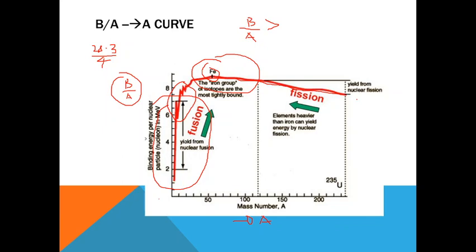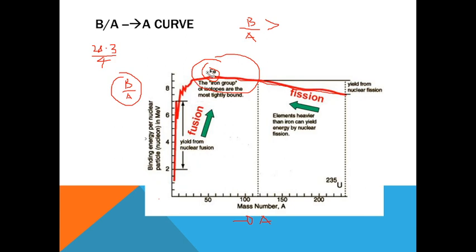For heavy atoms, the value of B by A is decreasing. Now, these are also some of the information. We will try to answer: why the B by A value should be less for lighter atoms, why the B by A should be more for mid atoms, and why again it should decrease for heavier atoms. This we will have to understand, and we'll try to give the reason for that. Now, what is the information? This is the information.